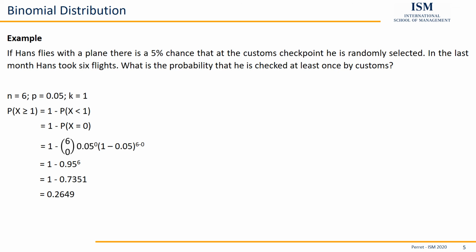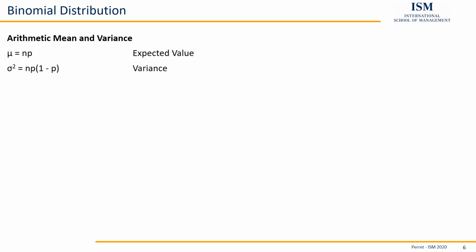So there's only one aspect left to go with, and that's calculating the mean or the expected value and the variance for anything which is binomially distributed. And here we have the following 2 formulas. The mean, the expected value, is relatively self-explanatory. We also see this from the example.